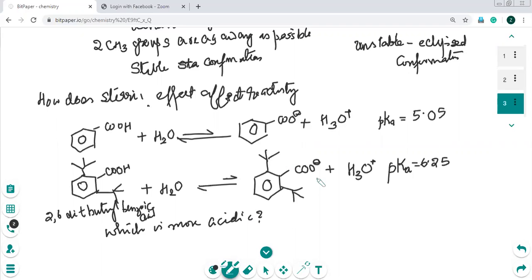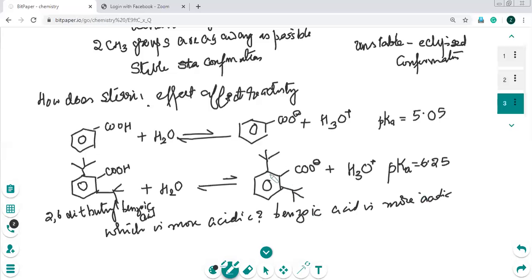What is the relationship between pK and acidity? As we increase the pK, the acidity decreases. pKa is inversely proportional to acidity. If you increase the pKa, the acid is less acidic. So which is more acidic here? Benzoic acid is more acidic.